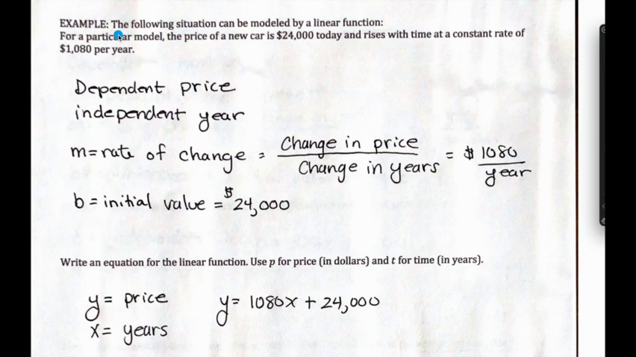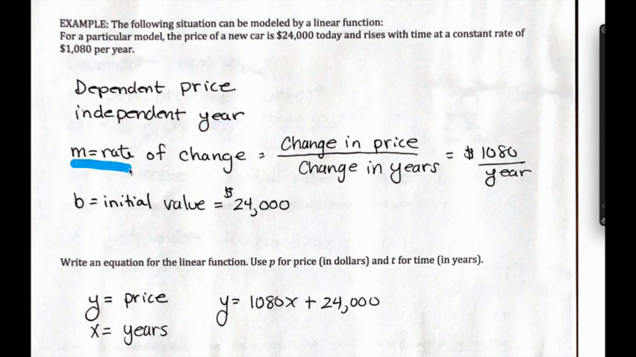Next example, we have the following situation can be modeled by a linear function. And it says for a particular model, the price of a new car is $24,000 today, and it rises, meaning increases, with time at a constant rate of $1,080 per year. So we have the price of the car as a variable, and we have the year as a variable. Since this is claiming that the price changes depending on the year, our dependent variable is going to be the price, and our independent variable is going to be the year.